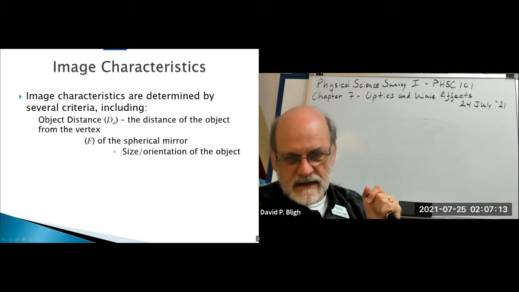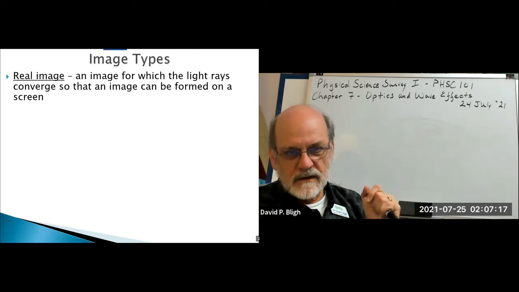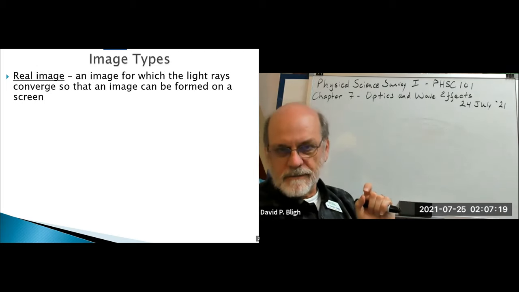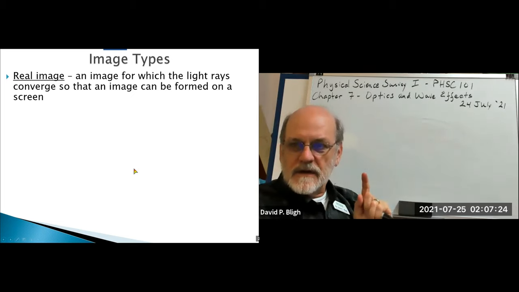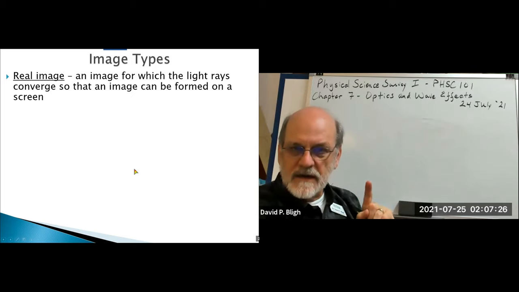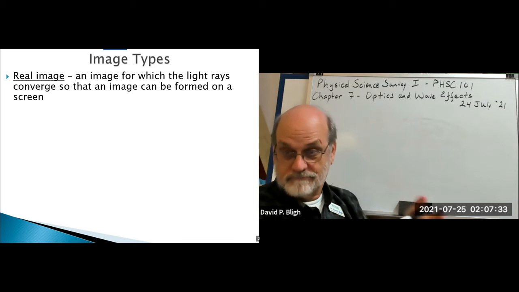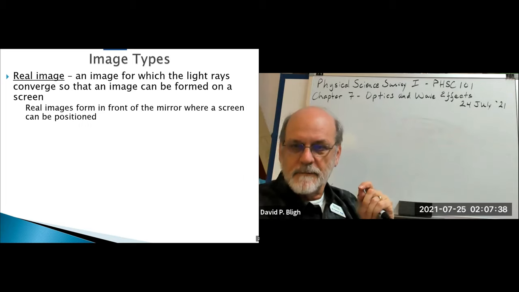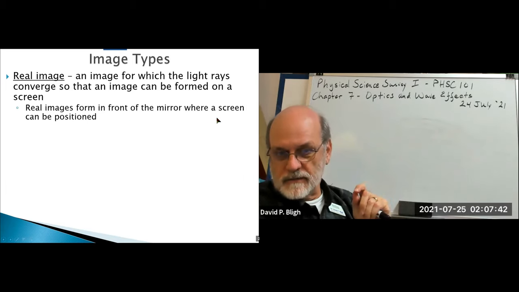I'll come back to those in just a minute. Here we go. Real image. A real image is best thought of as the image is formed in such a way that it can be projected onto a screen. Okay, that's a real image. For mirrors, the real image forms in front of the mirror, where a screen can be positioned.